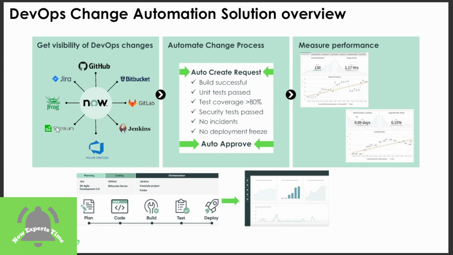Compared to normal change management, with this automated change the main thing is that in less than 5 minutes you can see the change ticket, and it will go for automatic approval, and it is ready to implement the change in your infra. That is the main motto here. If you see here, auto create request will happen based on this automation. Build successful, unit test passed, test coverage is greater than 80%, security test passed, no incidents are required, no deployment freeze. All these things will happen when you enable this integration with your CI/CD tool.